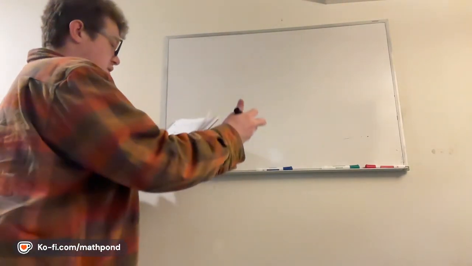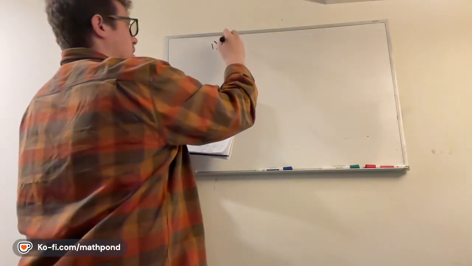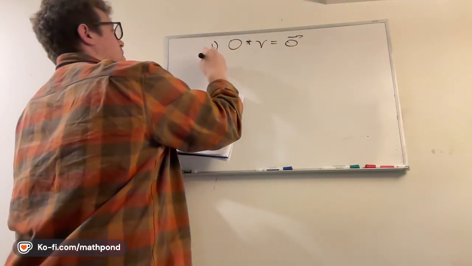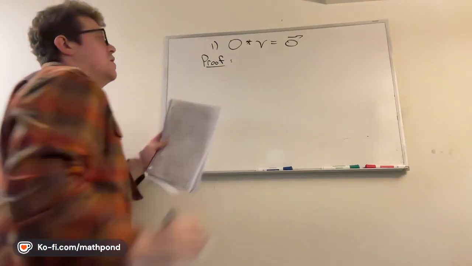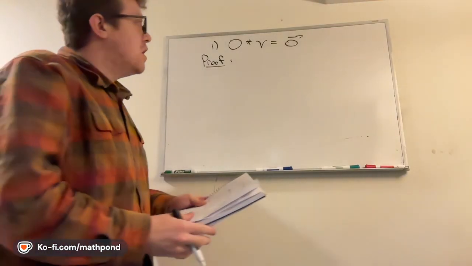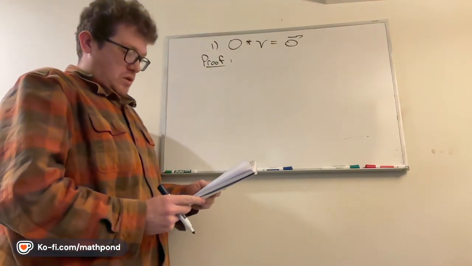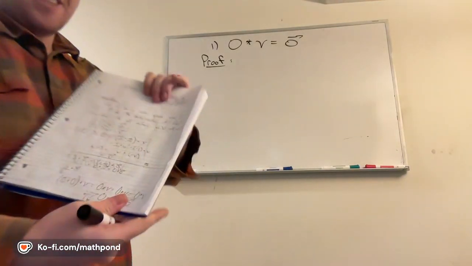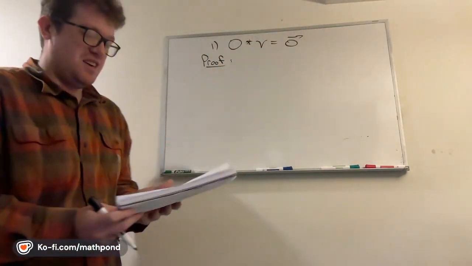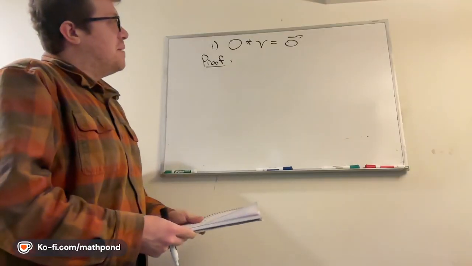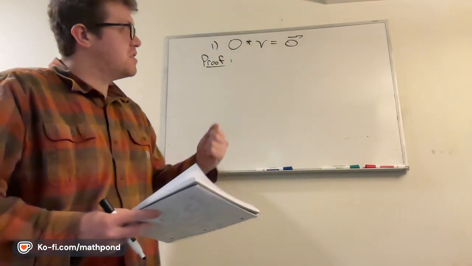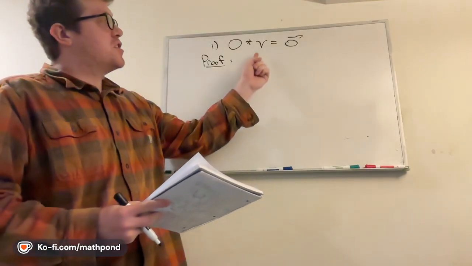Okay, so for 1, let's just rewrite the statement. So 0 scaling any vector is the 0 vector. All right, so you can see in my notes I actually started to solve this and then I figured out I was doing it completely not the correct way. The easiest way here is, so the idea is that we're trying to show that this is 0.